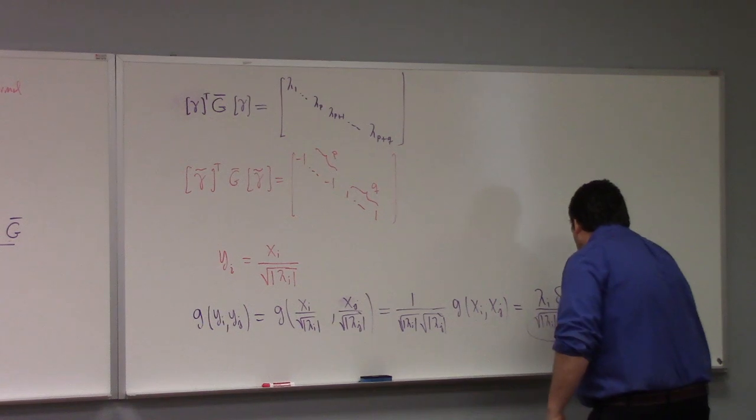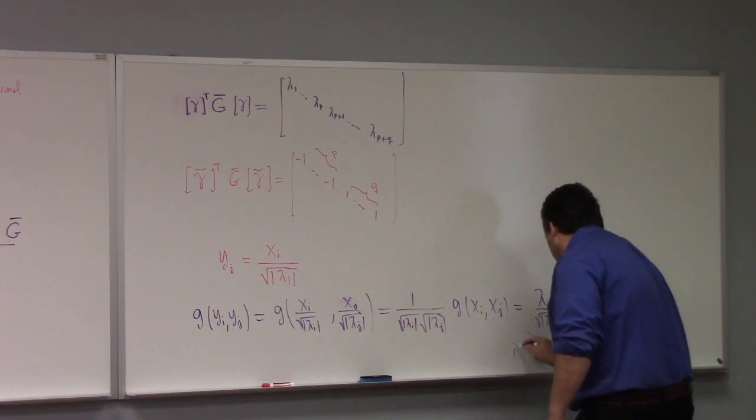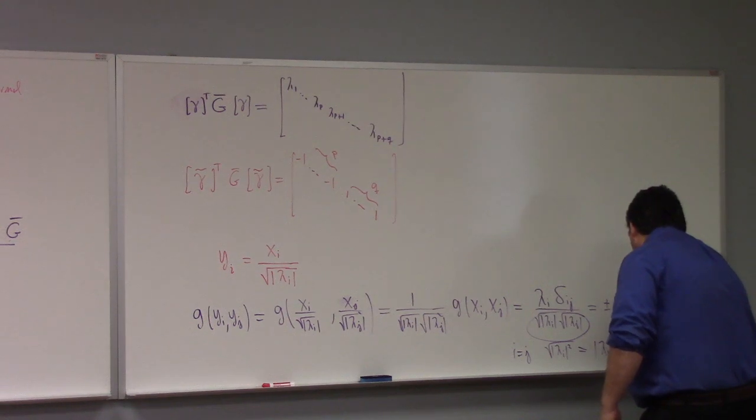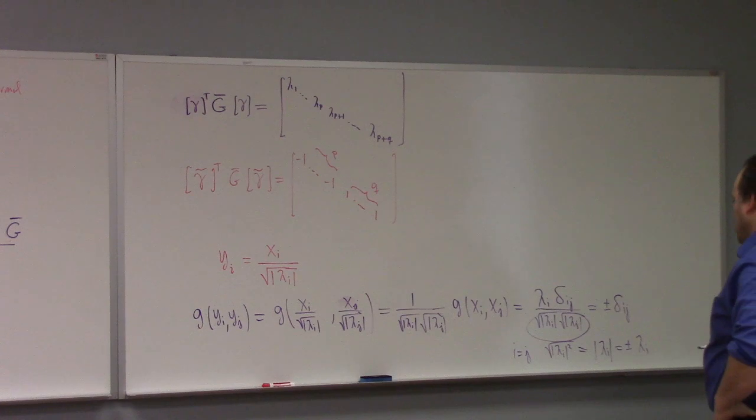This simplifies to the square root of the absolute value of lambda i squared if i is equal to j, right? Which is just the absolute value of lambda i, which is plus or minus lambda i, which is why we get that. Should that be lambda i on j? Where did I do it? I don't think so. You could be right, though.